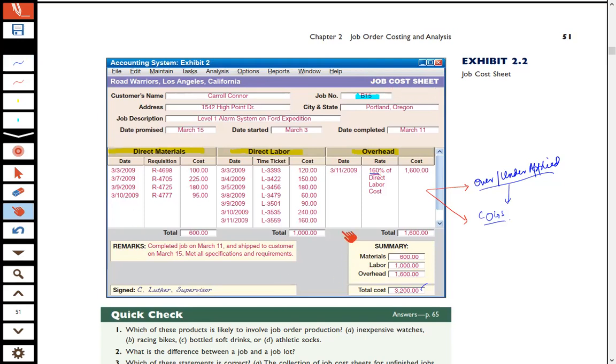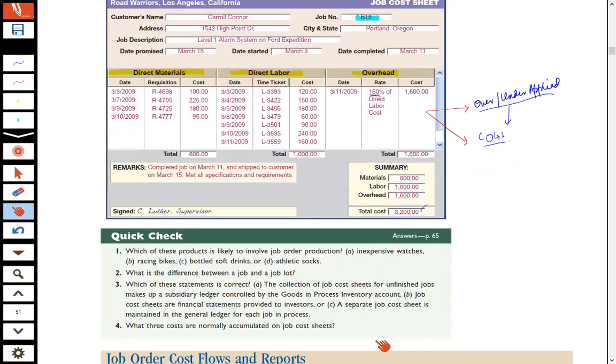But basically this is just the concept of the job cost sheet. The moment material is applied, it is recorded. The moment labor is applied, it is recorded. The moment overheads are applied, they are recorded. So this is the basic structure of the job cost sheet. Clear? Yes.